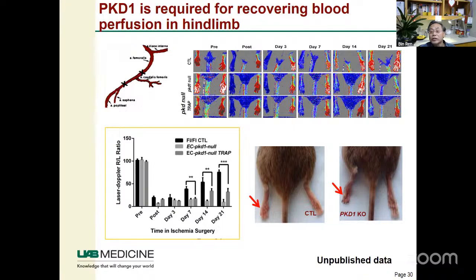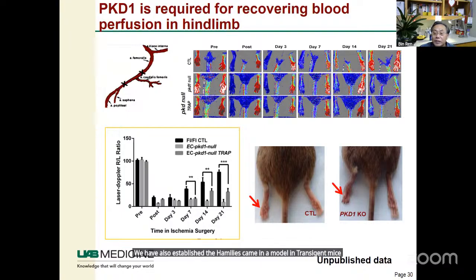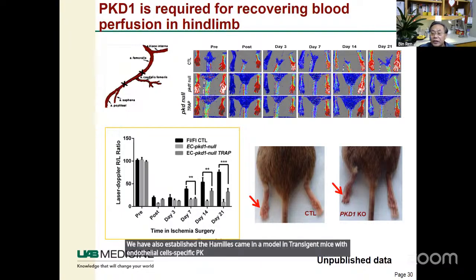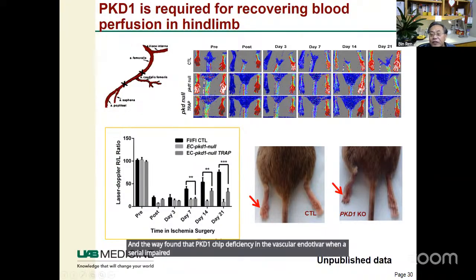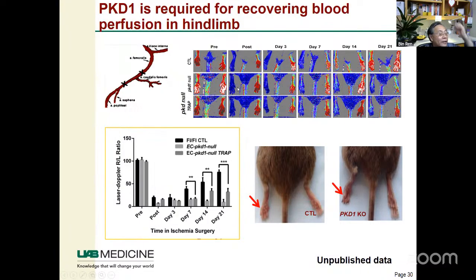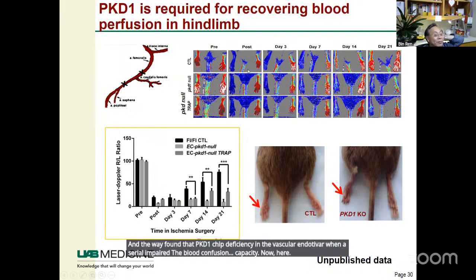We have also established the hindlimb ischemia model in transgenic mice with endothelial cell specific PKD1 deficiency. And we found that PKD1 gene deficiency in the vascular endothelium impaired the blood perfusion capacity. Here, maybe this figure is more understandable than what we showed before.